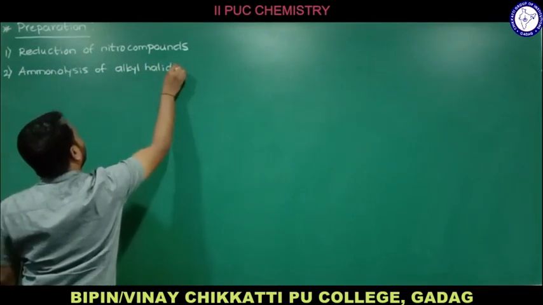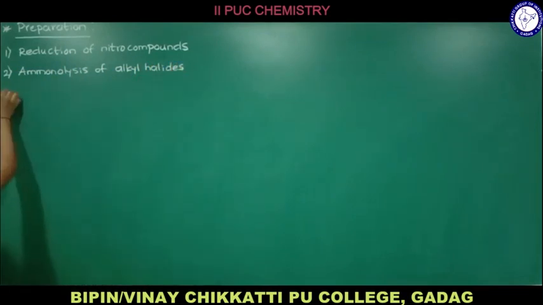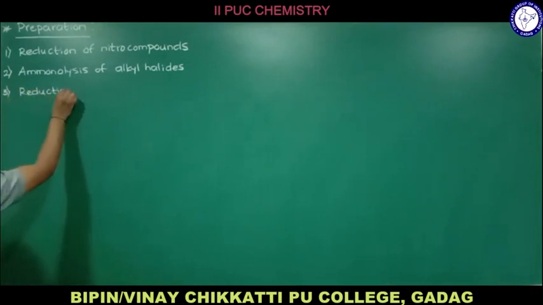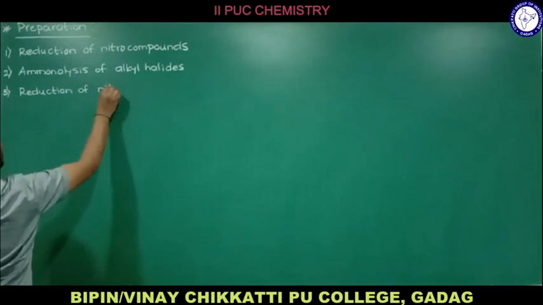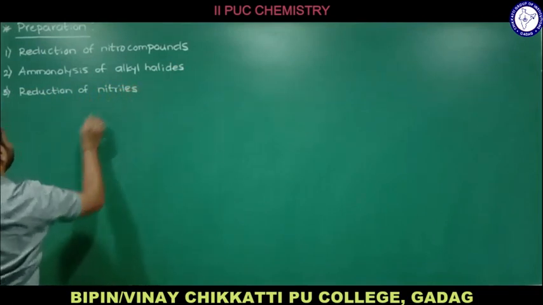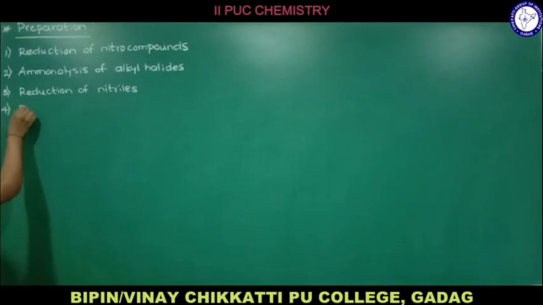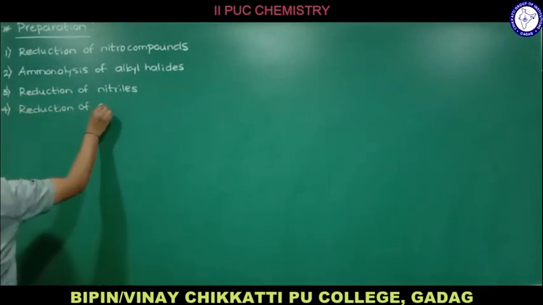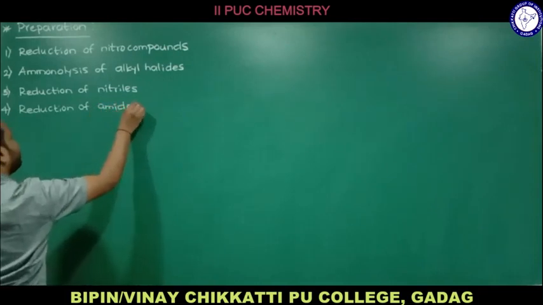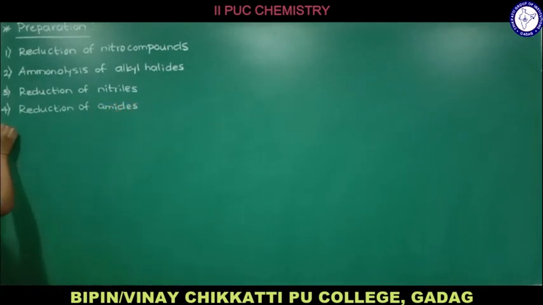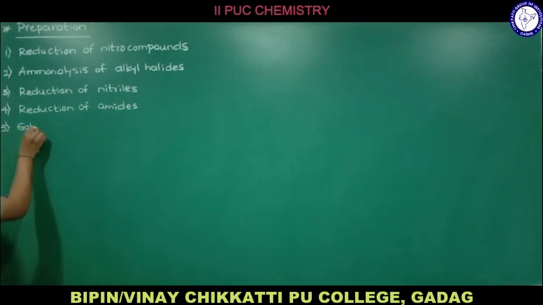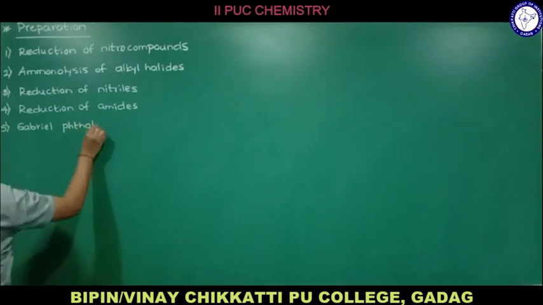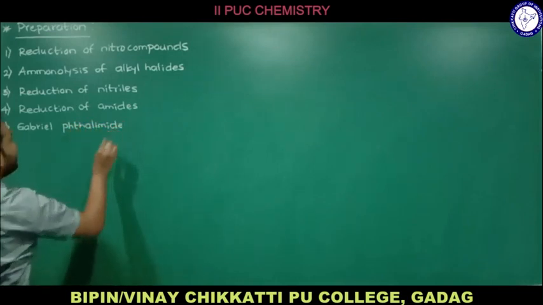Ammonolysis of alkyl halides. The third one is reduction of nitriles. The fourth one is reduction of amides. Last but one, the fifth one is Gabriel phthalimide synthesis.